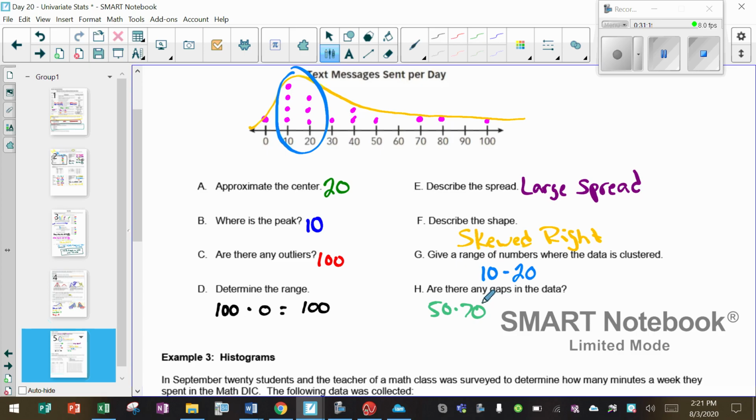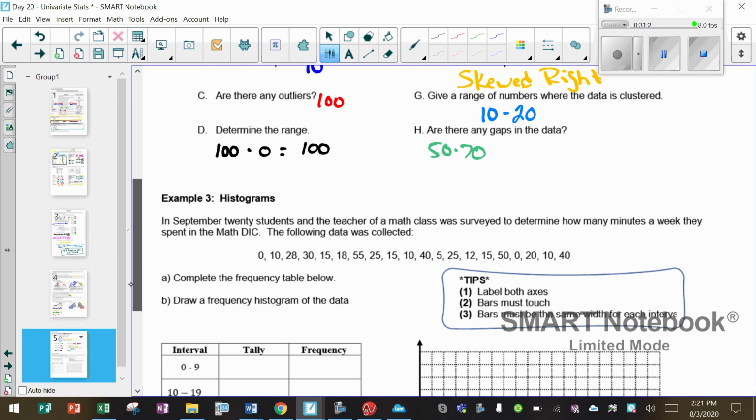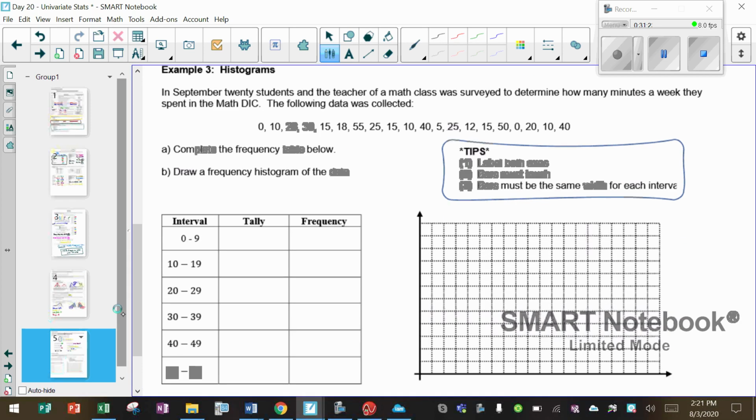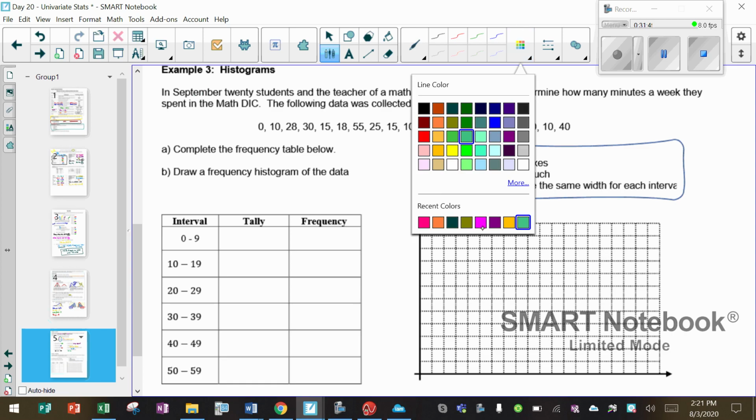So that's how you can read a dot plot. Now we're going to do a histogram. This is data of 20 students and a teacher in a math class, and they were surveyed to see how many minutes a week they spent in the math department instruction center getting extra help. First thing we're going to do is put our data into our table. We can just use chicken scratches, tally marks.